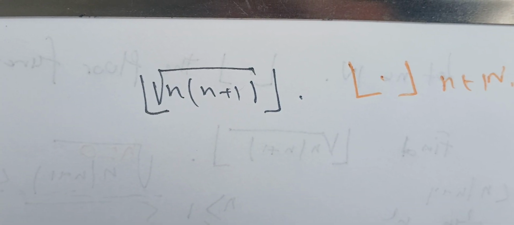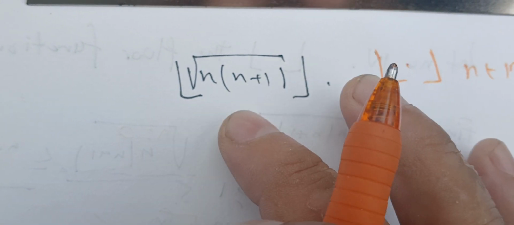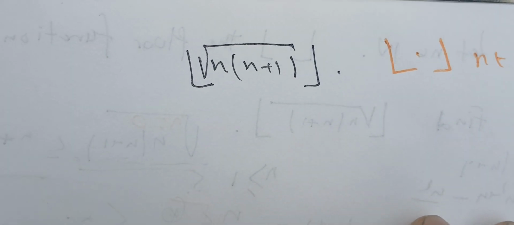Okay, in this video, we're going to work this problem concerning the floor function. We want to find the floor of the square root of n times (n plus 1), with n in the natural numbers. So this is the notation for the floor function.